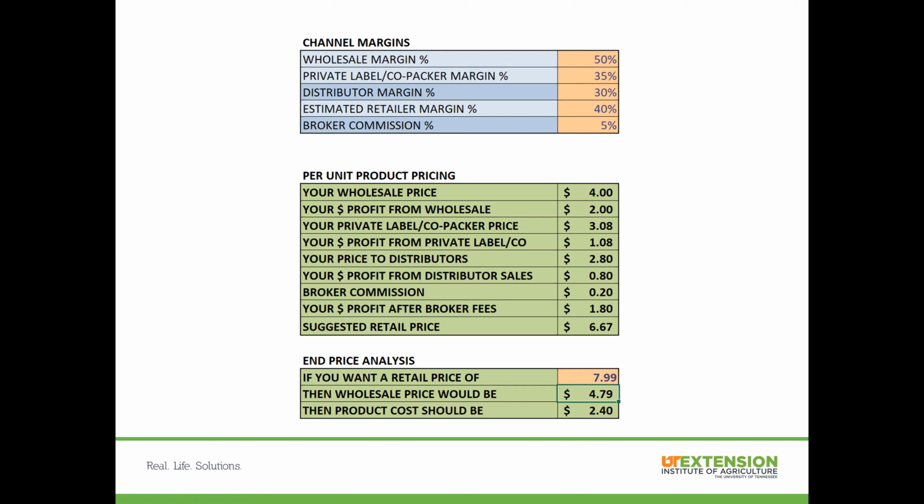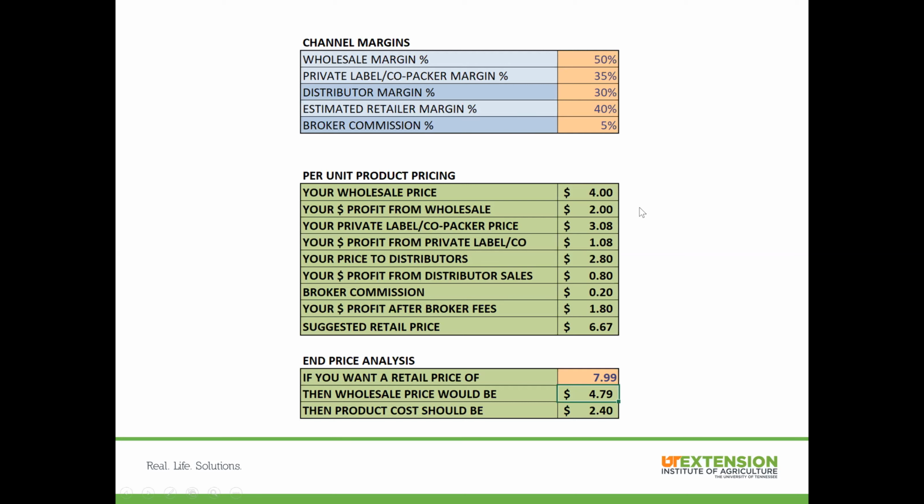If we sell the cookie wholesale at $4, we've got a cost of $2 in the cookie, but we make $2 more profit on that. So that's why, if we say we have a 50% wholesale margin, 50% of the wholesale price is what we would want to collect as our profit.